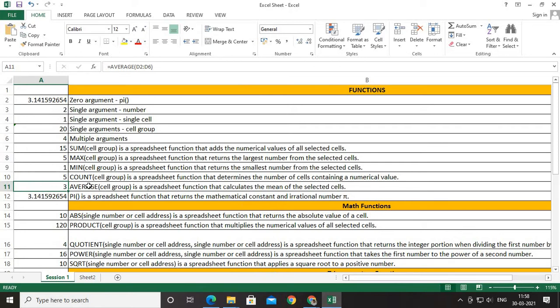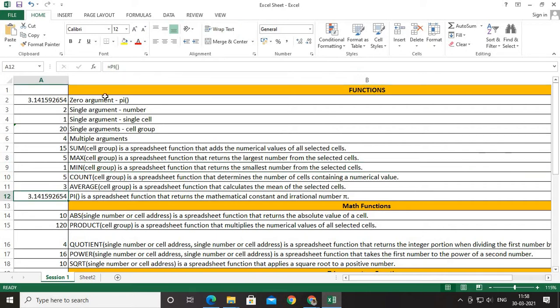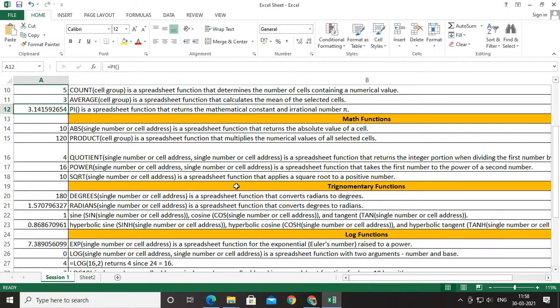Now remember, we have used very simple sum, max, min, count, average functions to find out the sum, max, min, count, average respectively. We have also dealt with the zero argument, single argument, multiple arguments concepts very clearly with an example. Now pi is what I have already shown you. So pi will get you the mathematical value for pi. That's all. Now we are getting into the core math functions. We are going to see the core mathematical functions, which include absolute, product, quotient, power and square root. We are going to go by that one by one.